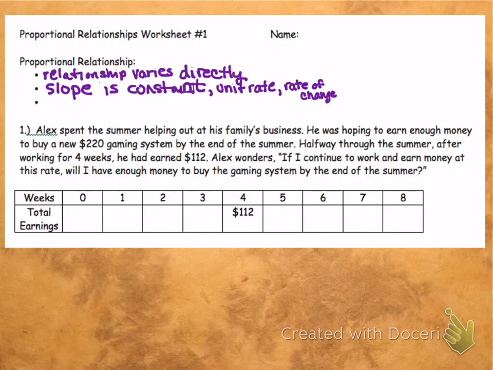And proportional relationships have an equation form, and that is y is equal to mx, where m is the slope, which you have looked at before.